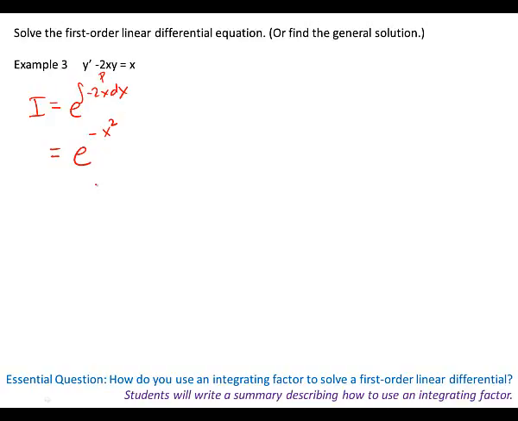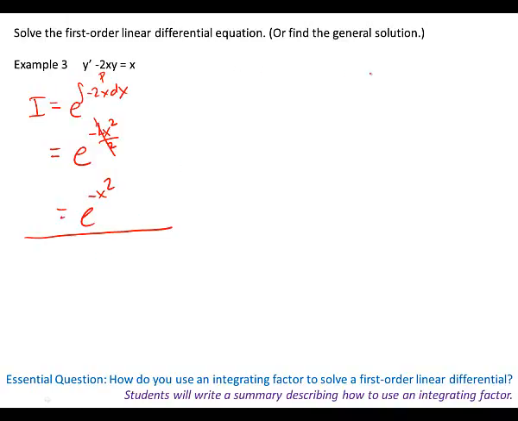Is everybody okay with the step I skipped? Yes? No? Okay, so let me do the step. So we would have 2, and then we would divide by our new exponent, right? So these guys would cancel, e to the negative x squared. Okay? So that's my integrating factor.